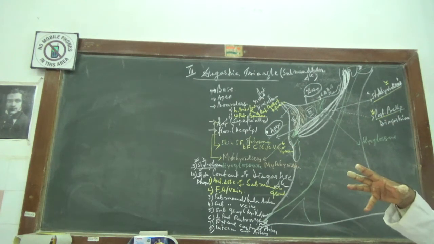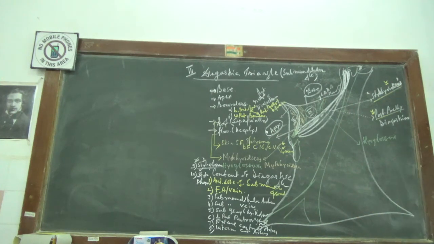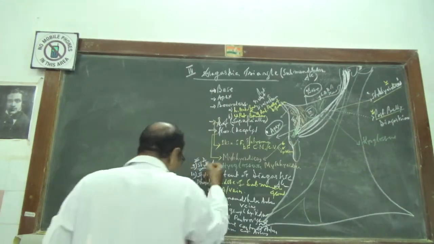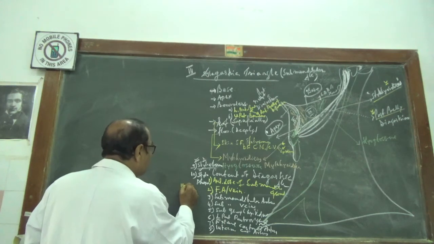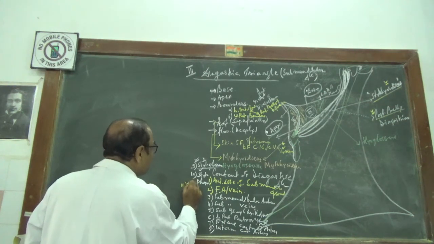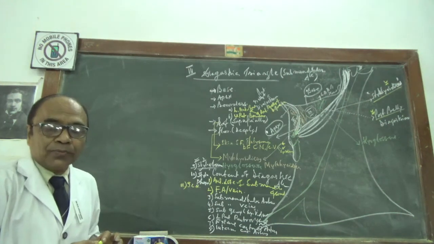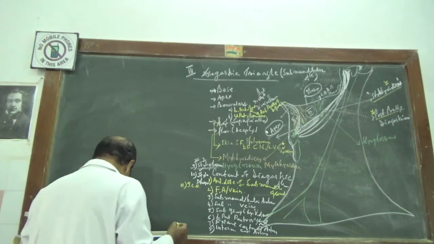Now these all will become contents, the exception being the stylohyoideus, which forms one of the boundaries, the upper posterior limit of the digastric. So this will be the stylopharyngeus. Then you have the ninth cranial nerve. The ninth cranial nerve is called the glossopharyngeal. That becomes a content.